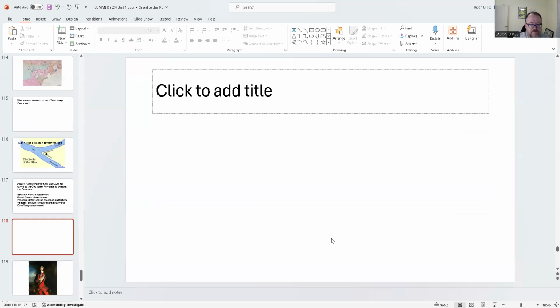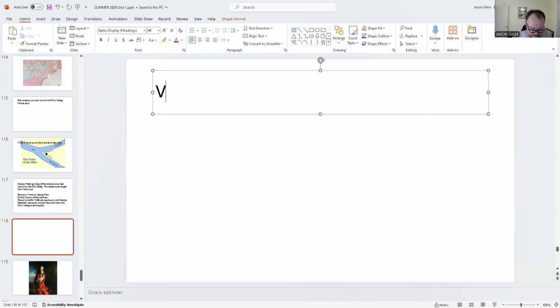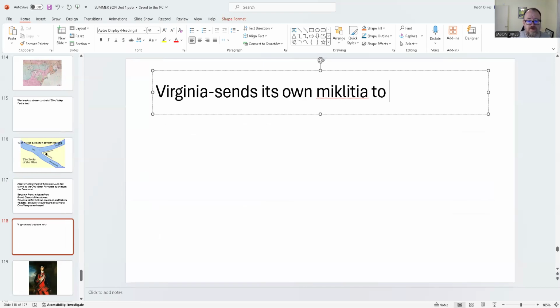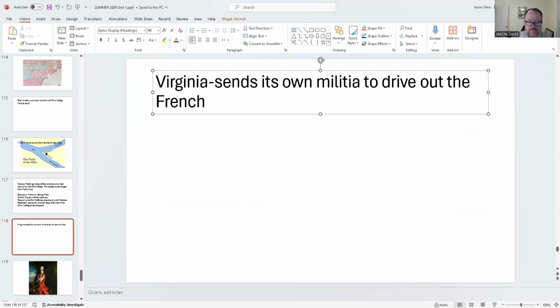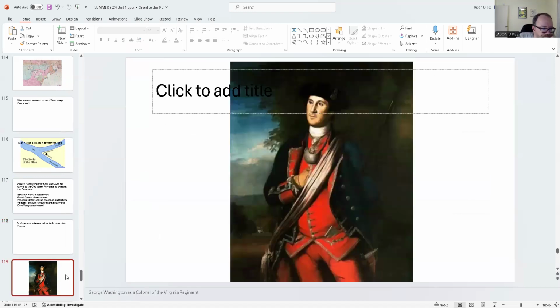Well, Virginia sends its own militia to drive out the French. And that is led by George Washington, who was a colonel of the Virginia Regiment.